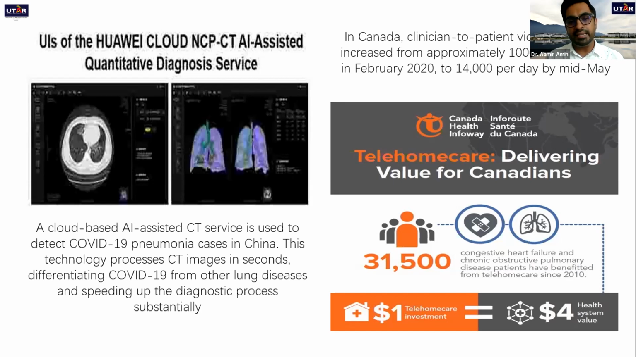Moving on, for example, in Canada, clinician-to-patient video visits have increased from approximately 1,000 visits per day in February 2020 to 14,000 per day by mid-May. That means a lot of people are going towards tele-home care or telemedicine, whereby people won't be going to the clinics or the hospitals.